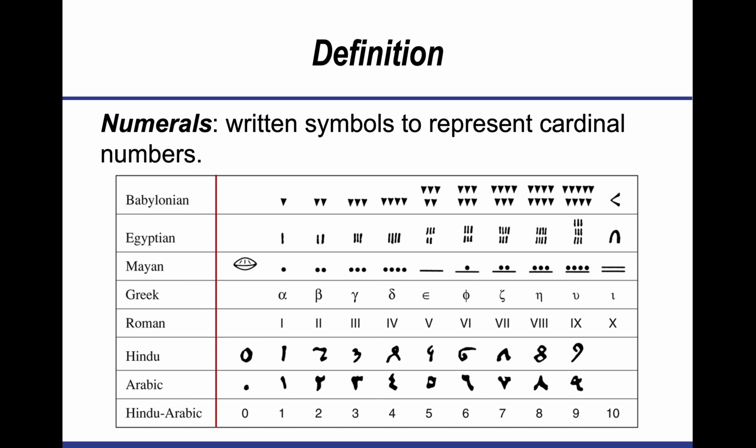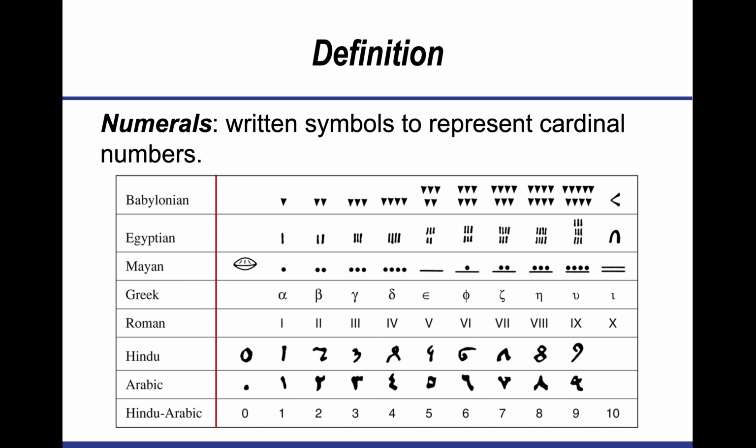So here are some number systems that were developed from different cultural groups. The key here is no matter what number system you choose, there's a representation of a quantity. So it's a symbol that represents a quantity. And we call them cardinal numbers, like we did last week with the numbers of sets, because they're going to be whole number values or counting numbers.